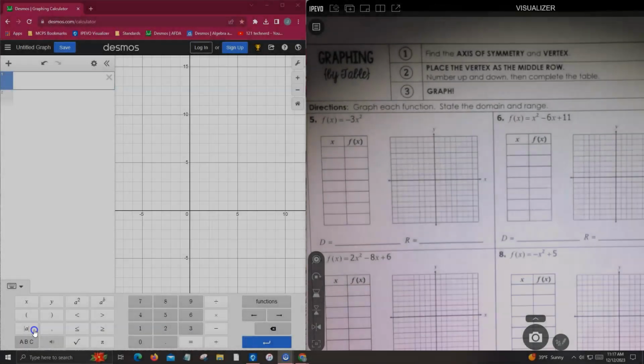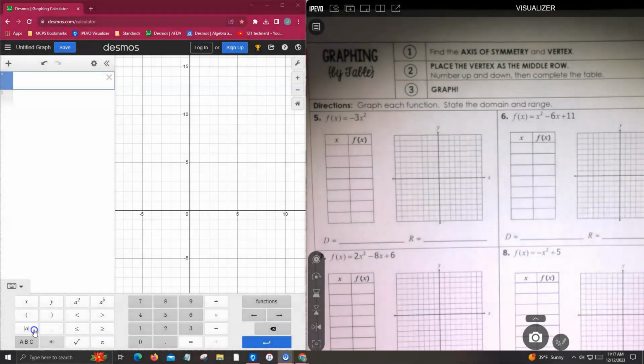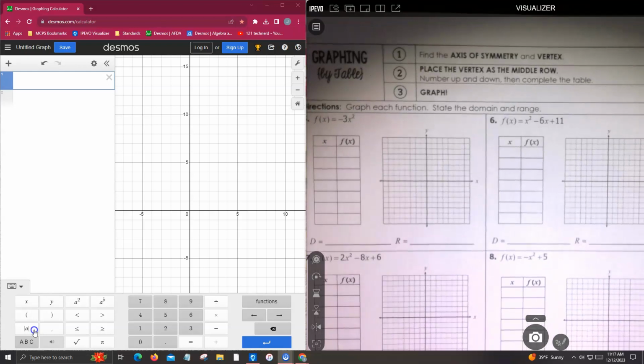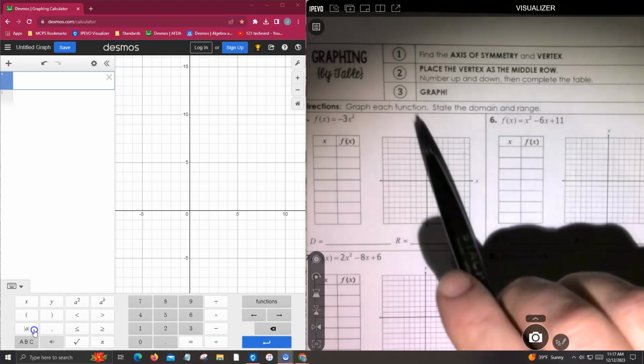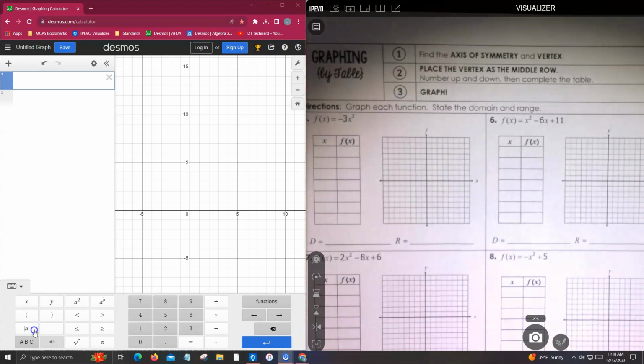All right, so this lesson is on how to graph quadratic functions by using a table. This is quite easy with Desmos, but I want to go through the process as well. So we're going to follow these 3 steps, and then we're going to graph.